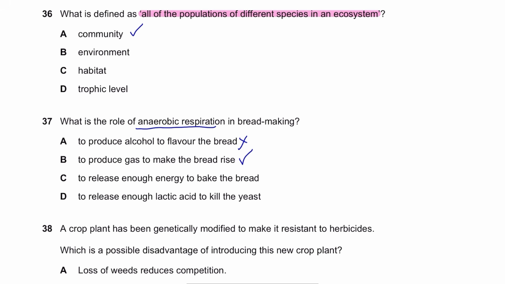And to release enough energy to bake the bread. No, you don't use energy from anaerobic respiration to bake the bread, you use the energy from the oven or something. To release enough lactic acid to kill the yeast. This is definitely a wrong answer. You need to use the yeast to make the bread, and you're not trying to kill the yeast. The answer is B.